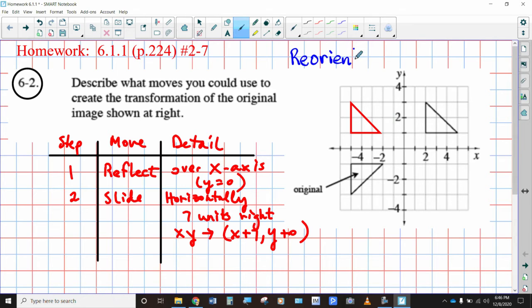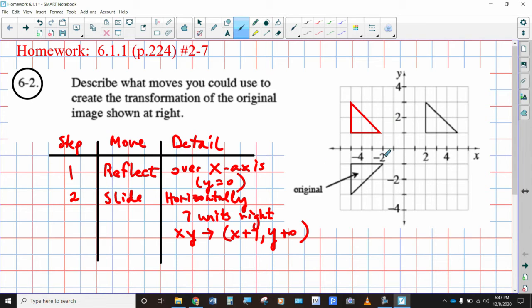is I like to refer to this as a reorientation. The reorientation is where you either rotate or reflect this shape so that all of the corresponding parts are in the same location. So here's the right angle, there's the right angle. Here's one point that corresponds to this point, a second point to this point, a third point to this point, and then the longest side of the triangle is in the same location as the longest side here. So we always want to start with a reorientation.